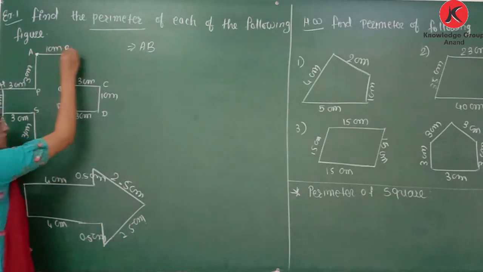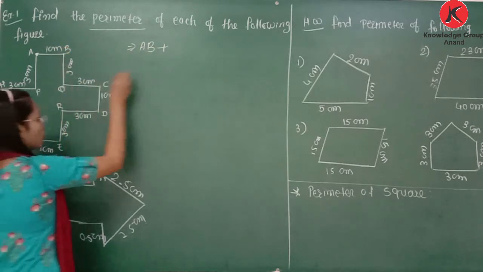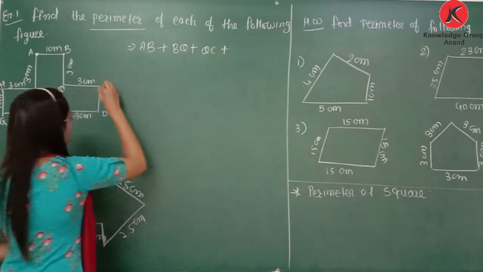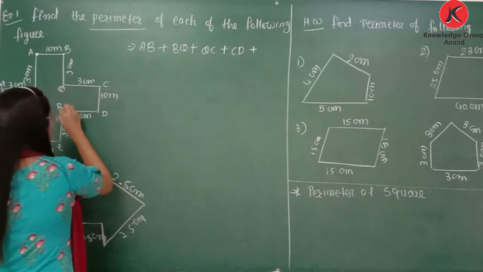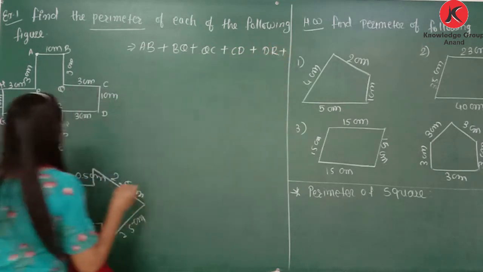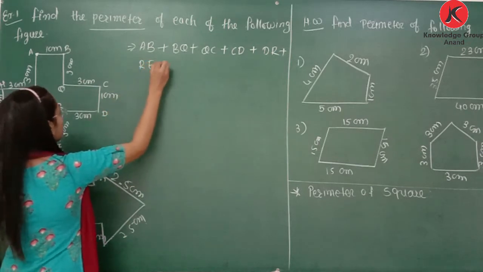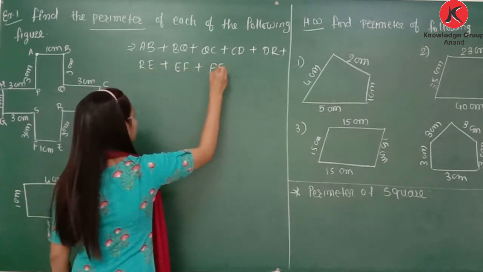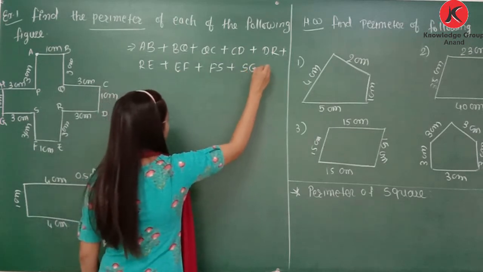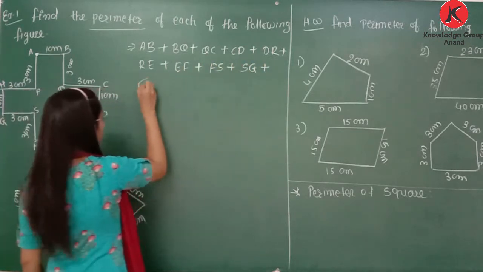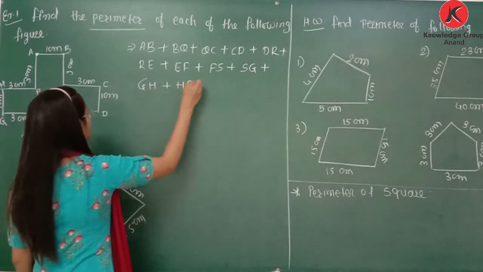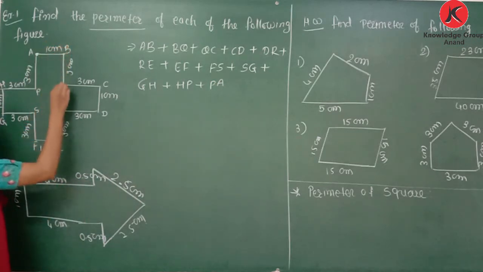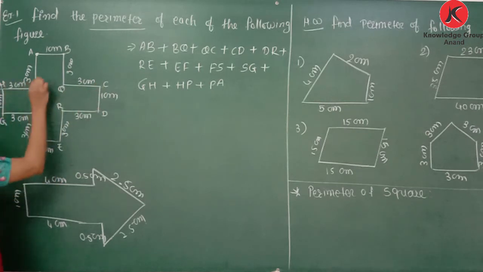So length of AB is 1 cm, plus from B we need to move towards Q, so it is BQ, plus Q to C, that is QC, CD, plus DR, plus RE, plus EF, plus FS, SG plus GH, plus HP plus PA. So we start from A to B, from B to Q, Q to C, C to D, and we move and end at A.